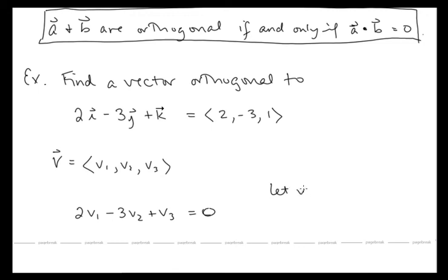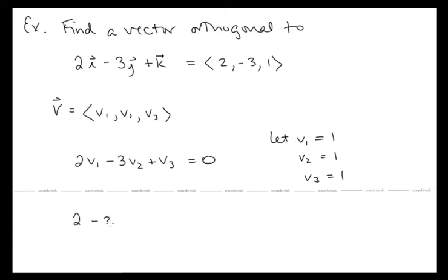So if we let v1 equal 1 and v2 equal 1, then that's going to give us a negative 1. So we can let v3 also equal 1. And then we'll have 2 minus 3 plus 1 is equal to 0. So our vector v we can choose is 1, 1, 1. Nice and simple. There are going to be infinitely many vectors that are orthogonal to this given vector. This is just one of them. We're going to see in the next few lessons that there's going to be a whole plane full of vectors that are orthogonal to a given non-zero vector.